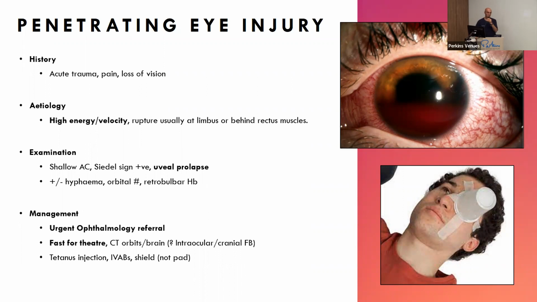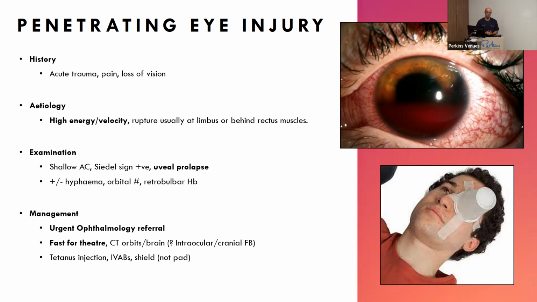Because an X-ray will show us if there's a metallic foreign body inside the eye, an intraocular foreign body, which can happen if there's been, say, an explosion or a workplace accident, right? It penetrates the eye and then you get metal inside the eye. Then we'll take them to theatre and repair whatever needs to be repaired.